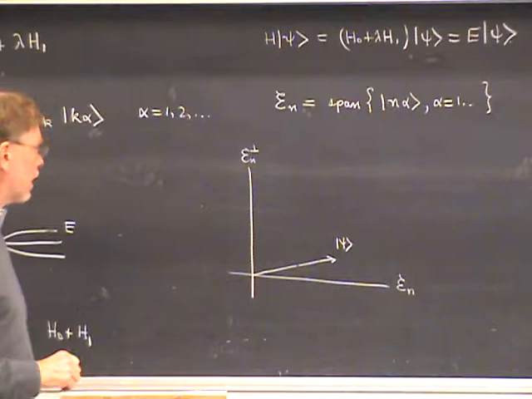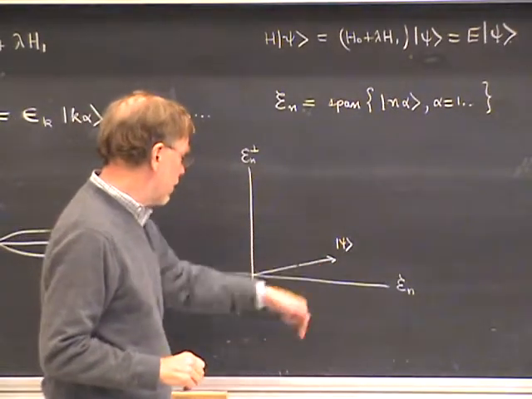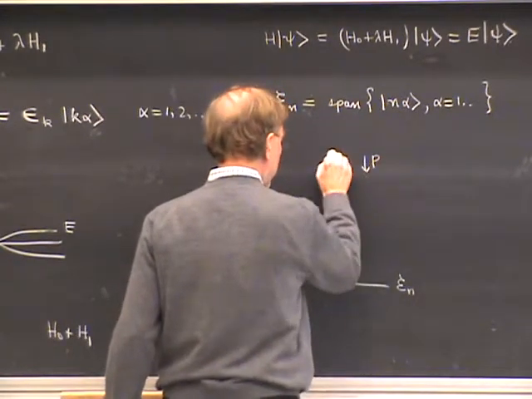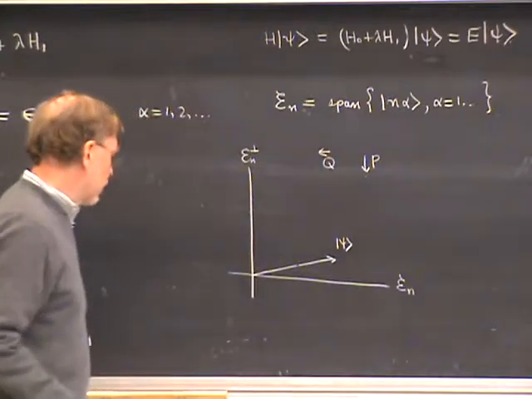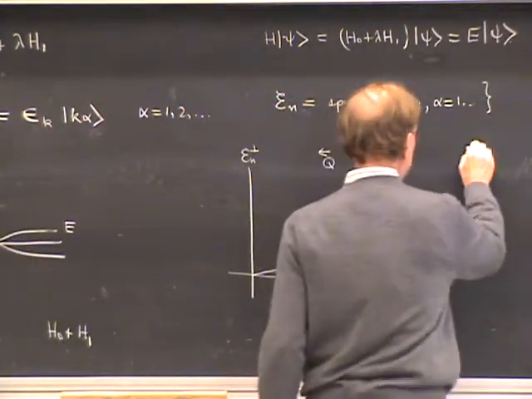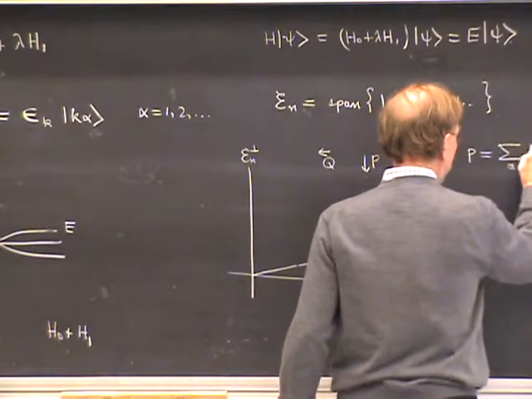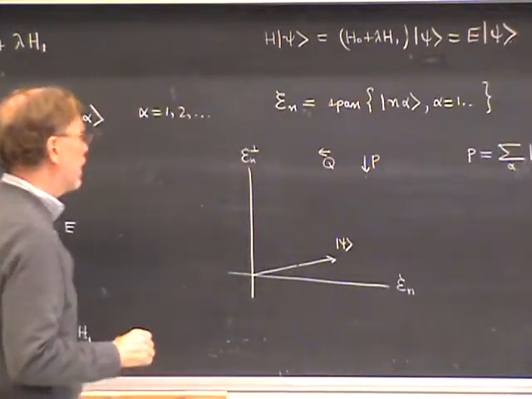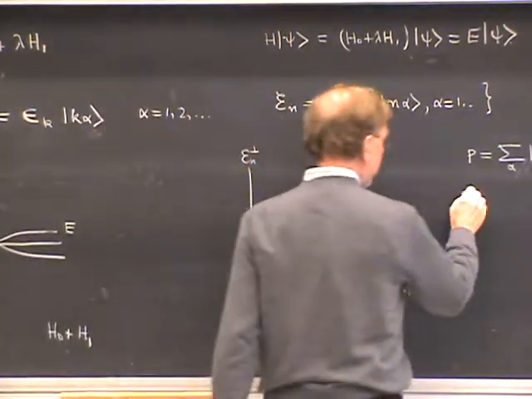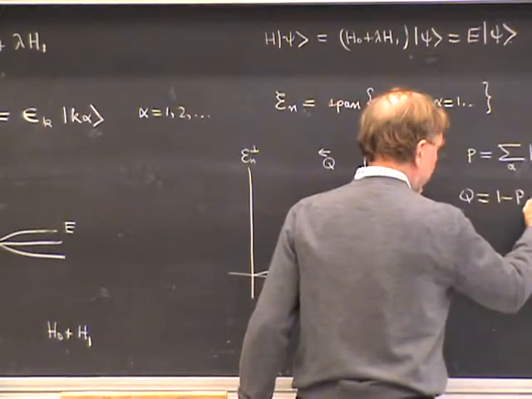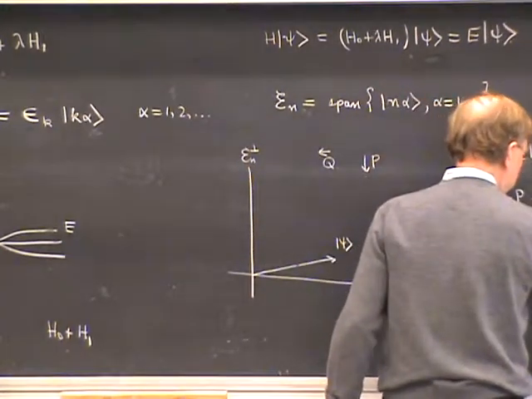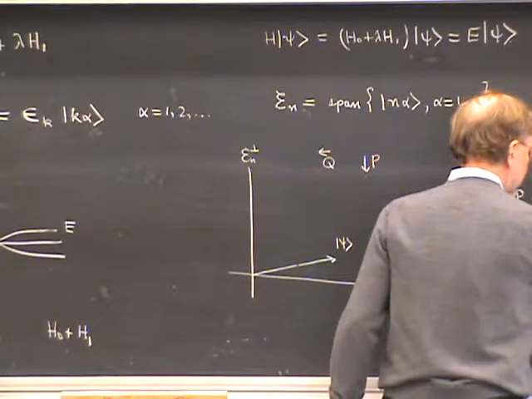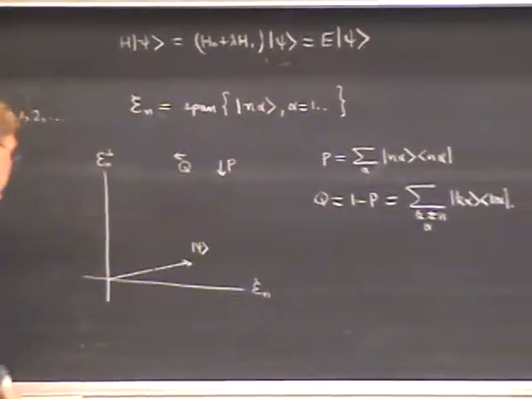This picture encourages us to think about the projection operators that project onto the unperturbed eigenspace and in the opposite direction. Let's call P the one that projects down, and let's call Q the one that projects to the left, like this. So P, explicitly, is the sum on alpha of the outer product |n alpha><n alpha|. This is just the projector on the unperturbed energy eigenspace E_n. And Q is the complementary projector, so it's 1 minus P. And that can be represented as the sum on all k which are not equal to n, and the sum on alpha of the outer product |k alpha><k alpha|, like this.